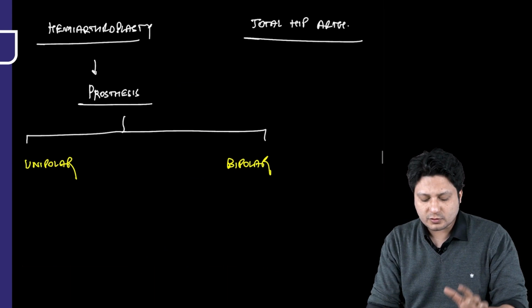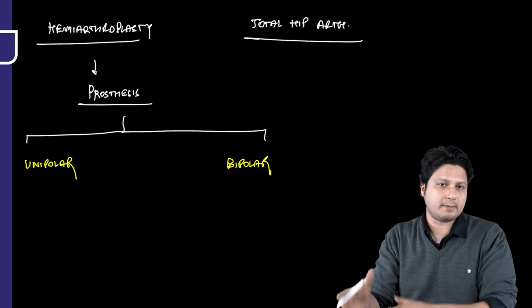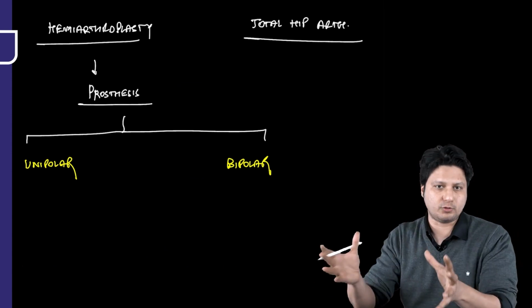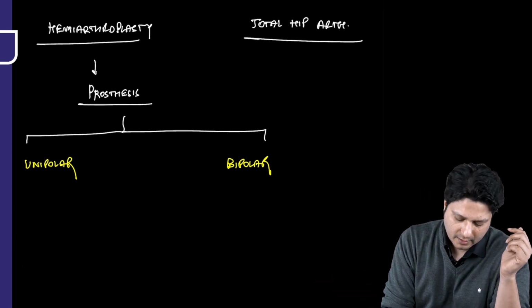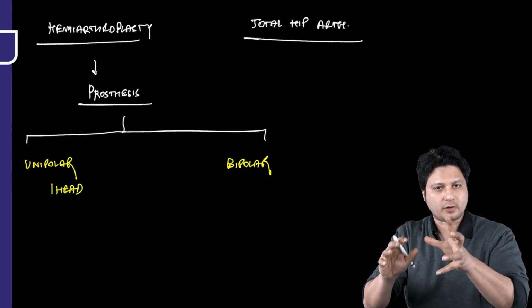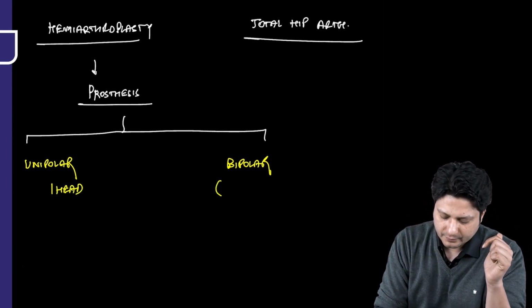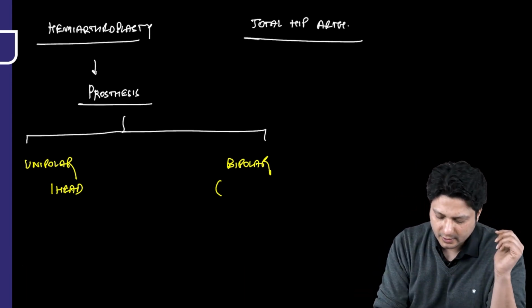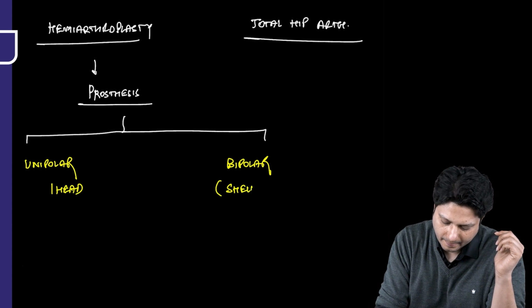The prostheses for hemiarthroplasty are of two types. One is unipolar, the other one is bipolar. So how to identify unipolar? Unipolar means one head, a single head of the prosthesis. Bipolar means there is a shell, and inside that shell there is a placement of the head. So it will be a shell plus head of the prosthesis.